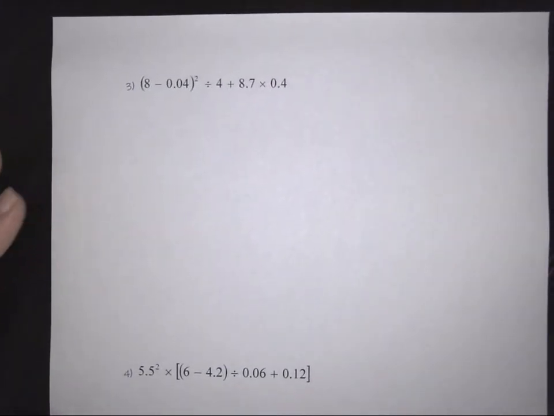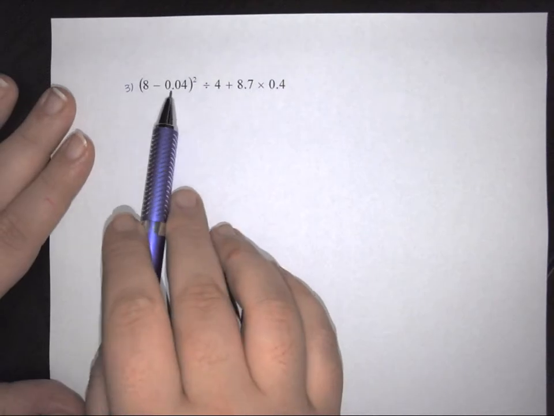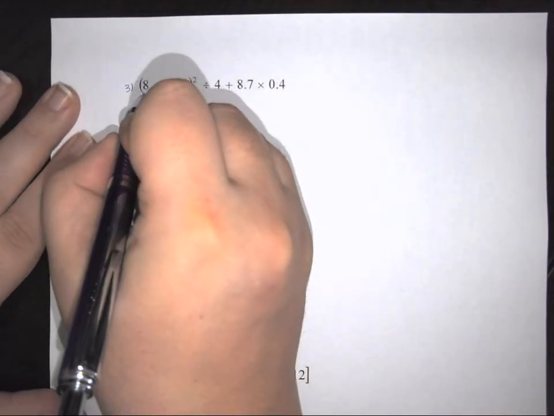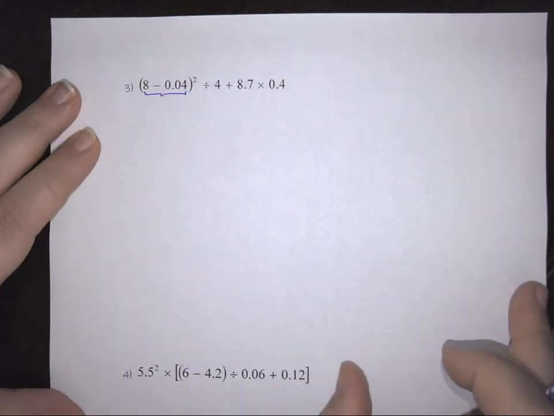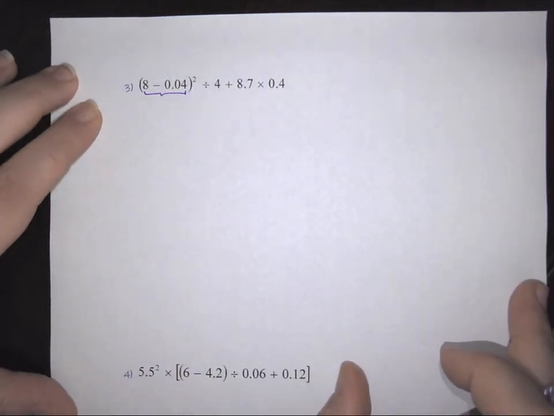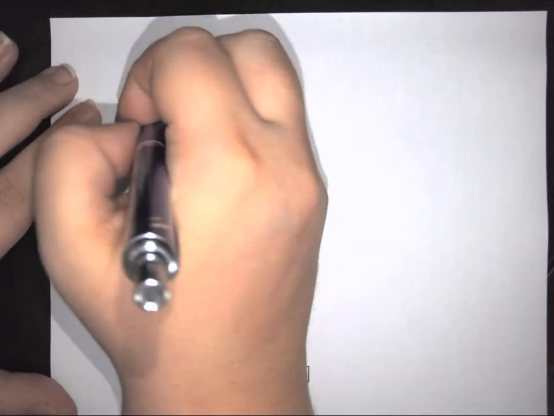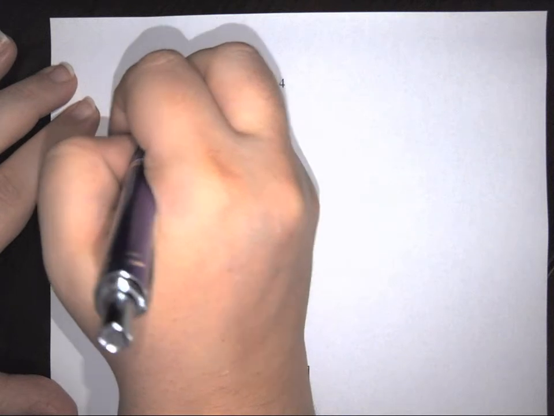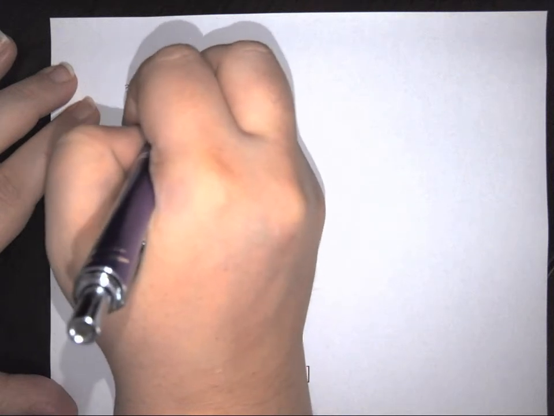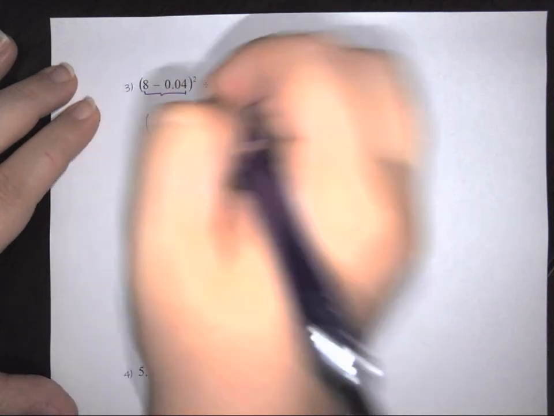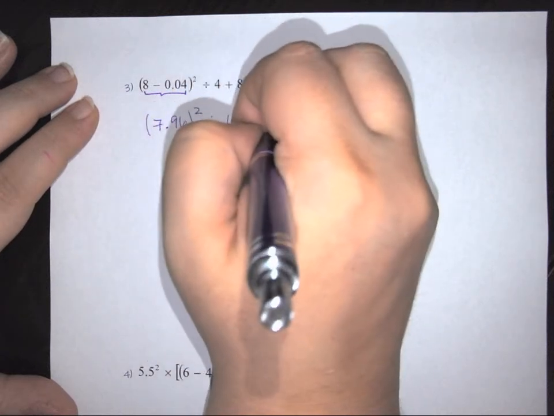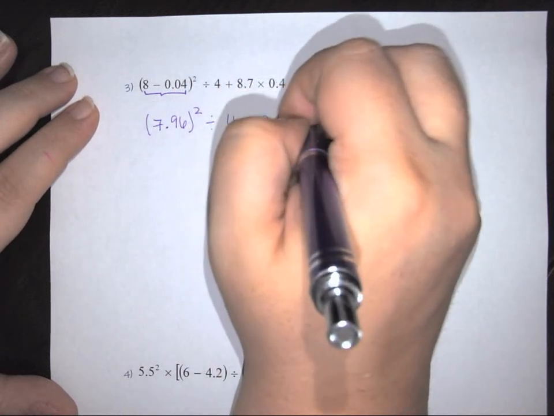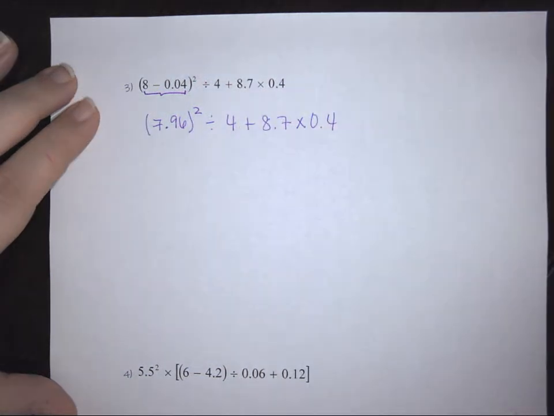Alright, if we look at this next one, notice I have a parentheses. So the first thing I need to do is the stuff inside my parentheses. So I have 8 minus 0.04. So this is going to give me parentheses 7.96 squared divided by my 4 plus 8.7 times 0.4.